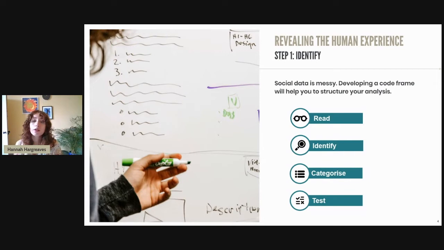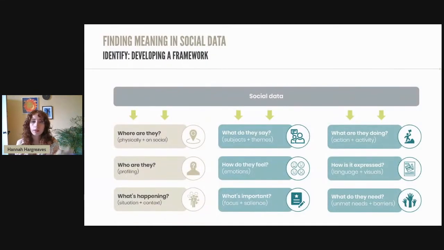In that sample, we're looking to identify the different signals and the different themes that are coming out of the data. And then it's about grouping up those signals into different categories. And then this basically forms a code frame, which you can use to make sense of the data. So the final step is to test your code frame and make sure it actually works. So I'll talk you through this process in a bit more detail.